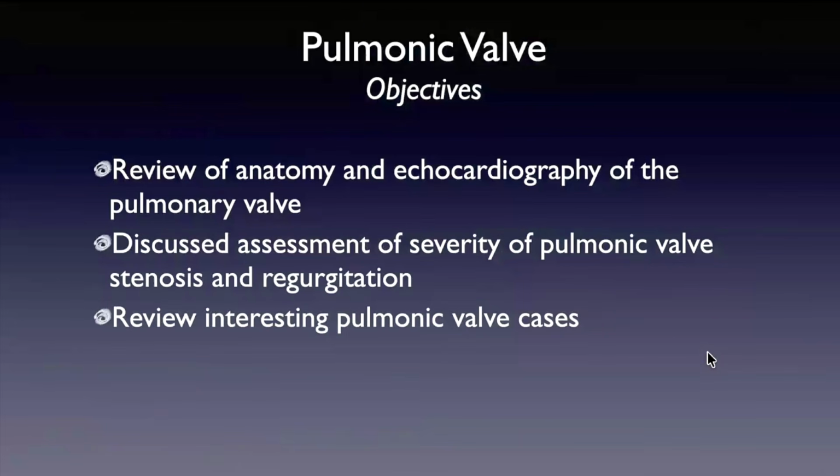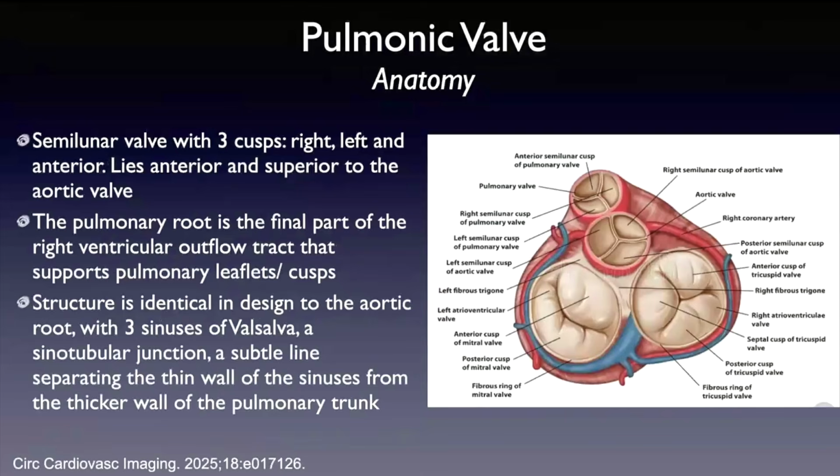Okay, so these are the objectives. I'm going to briefly review the anatomy and echocardiography of the pulmonary valve, or the pulmonic valve. Discuss the assessment of the severity of pulmonic valve stenosis and regurgitation. Along the way, as usual, very case-based rounds. I always like echo rounds to be very case-based. If you're presenting echo rounds and you don't show well over half the slides as echo images, then I don't think they're really true echo rounds.